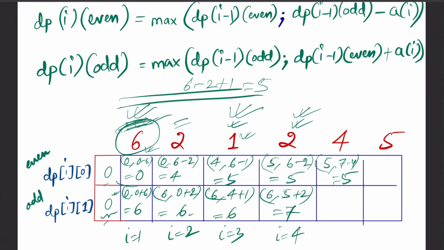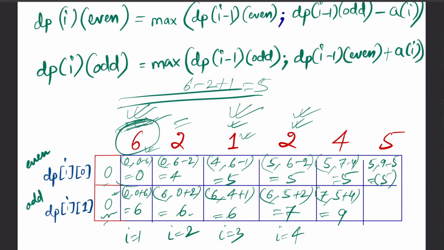Let's see for odd length. For odd length, I can either take the previous best, which was 7, or I can simply take the even length, which was 5, and I can add 4 to it. So I still get a 9 here, which is the maximum till now. Okay, let's move ahead. I either take this previous best, which was 5, or I can simply take this odd length minus 5. Still 5 was better here.